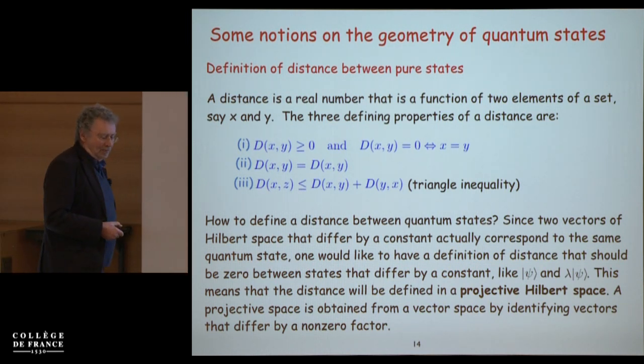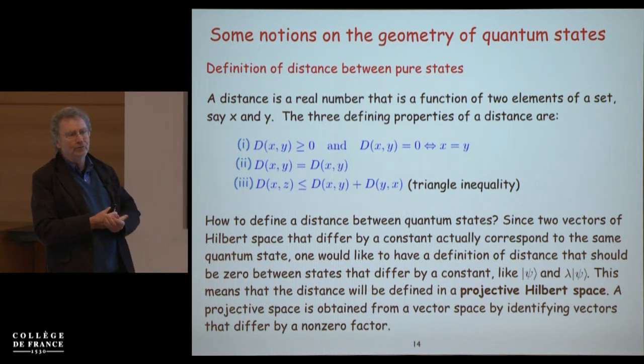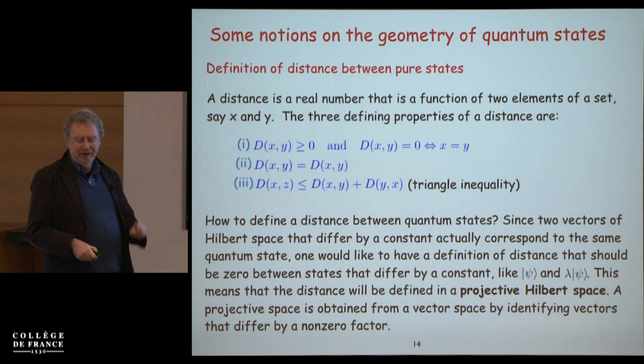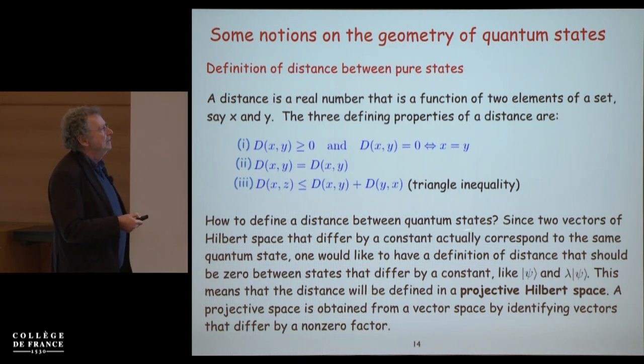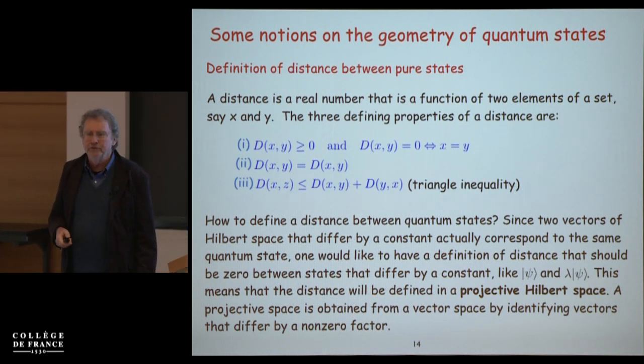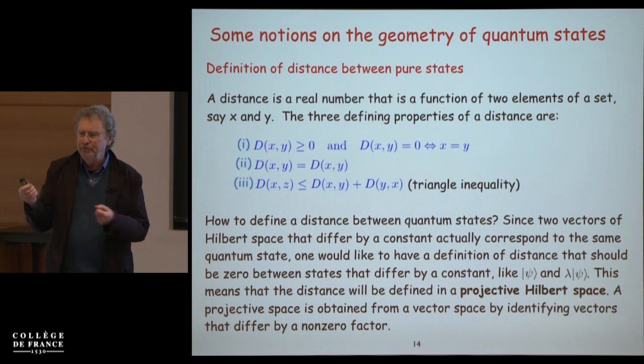So question, okay, so that's a general definition of the distance. How can we define a distance between quantum states? Many of you think of the fidelity, that we should define it using the fidelity, but there is a problem with that. In fact, we know that two vectors of Hilbert space that differ by a constant, actually they're the same vector. Right? So the distance between them should be 0.